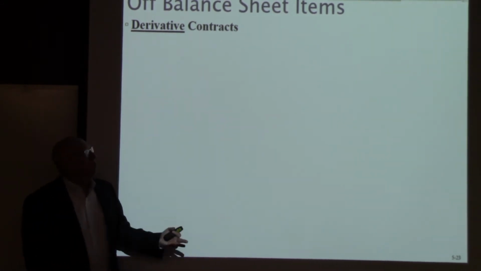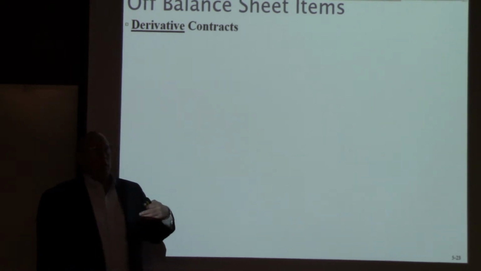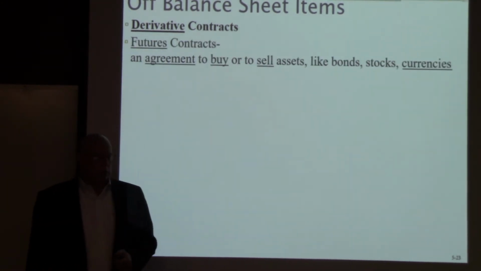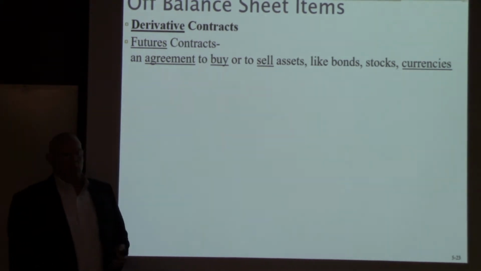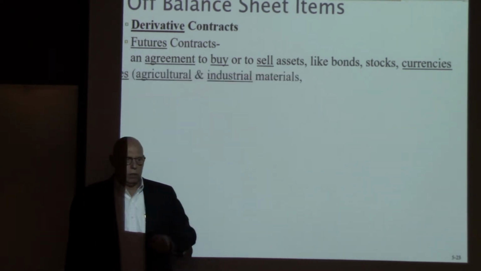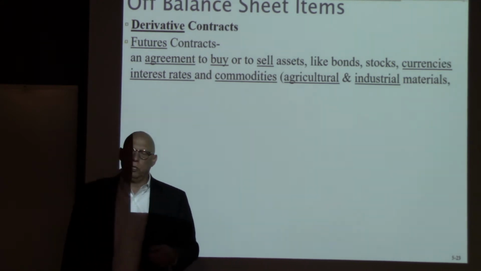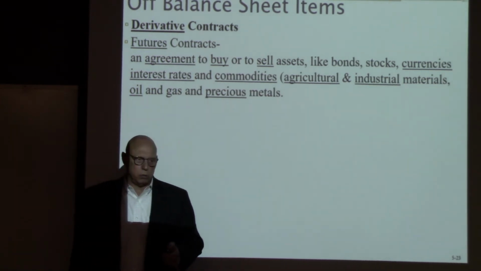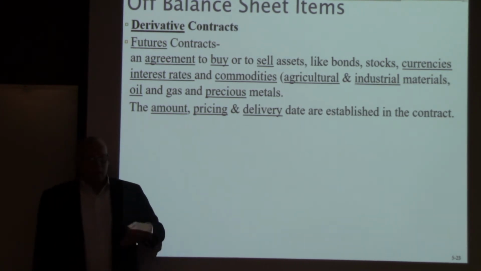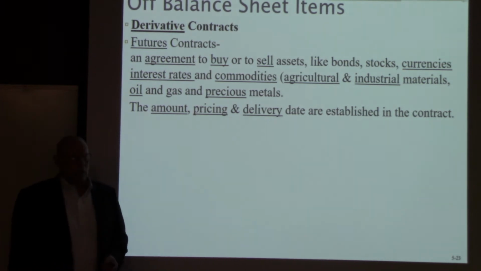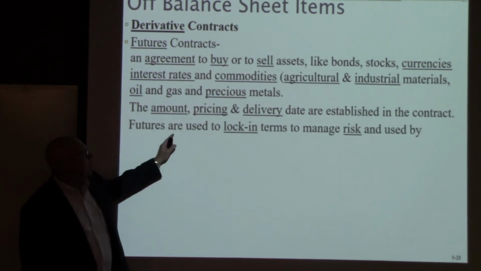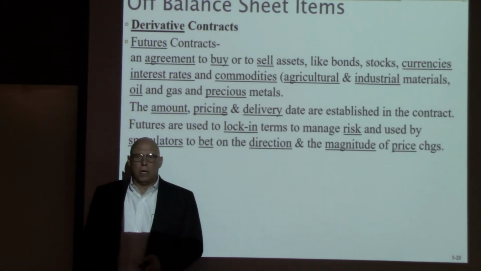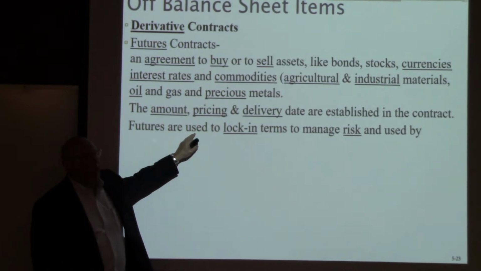Some other things that are really significant, and we'll get into more detail with derivatives in a later chapter, are derivative contracts. We have futures contracts, an agreement to buy or sell assets like bonds, stocks, currencies, interest rates, and commodities, which include agricultural commodities, industrial materials, oil and gas, and precious metals. Lots of different types of commodities. The amount, the pricing and the timing are all established in the contract. These contracts are used to lock in terms, how much and when, and to manage risk. That's a real legitimate use of these contracts, which is how they came into being to begin with.